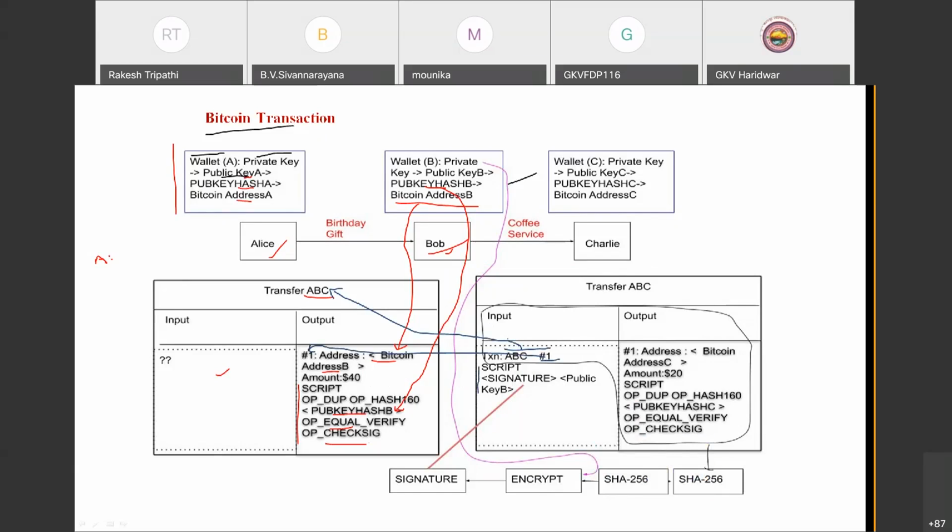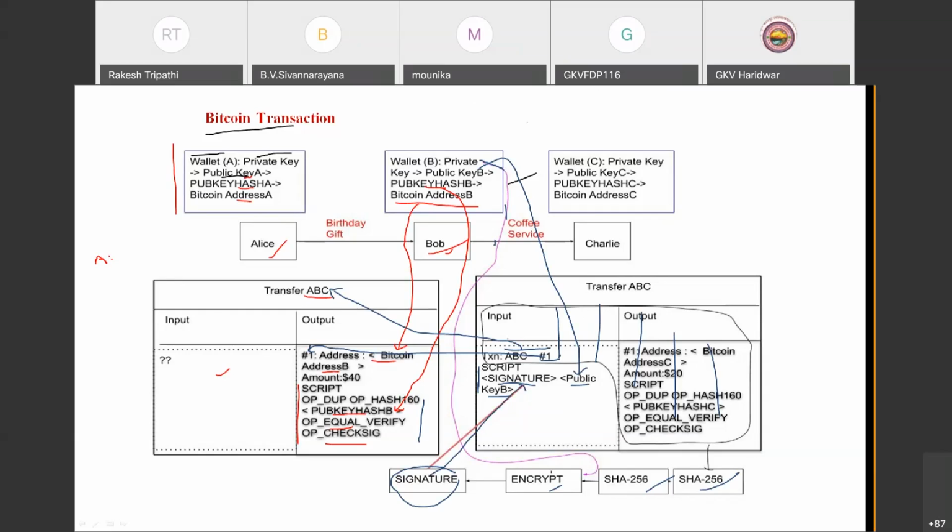So who can spend this money? Bob can spend this money only when he gives a suitable response to this challenge. What is a suitable response? Let's see. He will give a signature and the public key of B. He gives the public key of Bob, and how will he calculate the signature? He will compute the signature on this message. He will do SHA-256, SHA-256, and encrypt with his own private key. Whatever signature he gets, he will write it.